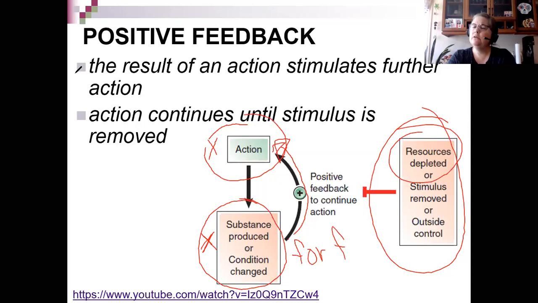Okay? There's no homeostasis for breast milk production. We don't just constantly release 50 mils a minute from our breast and then maintain that balance, right? We're either releasing milk or we're not releasing milk. Okay? So positive feedback is all about a stimulus. Once the stimulus is gone, that action doesn't happen anymore.